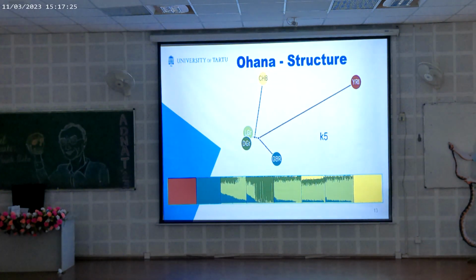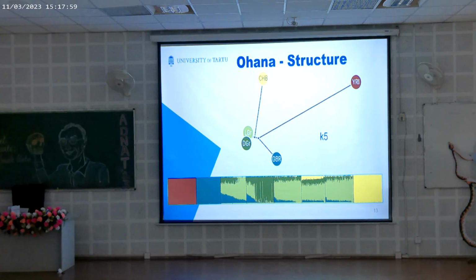So when we look at K5, one of the things structure does for Ohana is that you can get a tree out of it, which is always nice. One thing you have to keep in mind is that the tree structure itself is probably pretty reliable, while the actual distances are prone to under or overestimation. So this is for K5, and we have this light and dark green, which is what I would call my South Asian components.